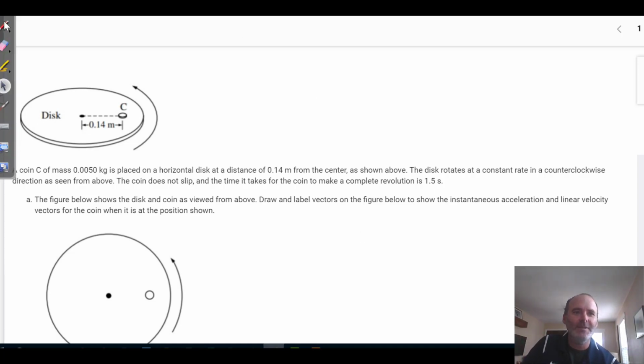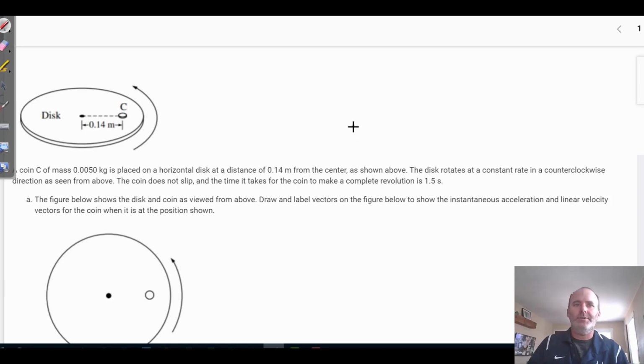Okay, so let's jump back into another problem and go through and look at this. We are on the topic of centripetal force and acceleration in circular motion. So let's just jump right into it.